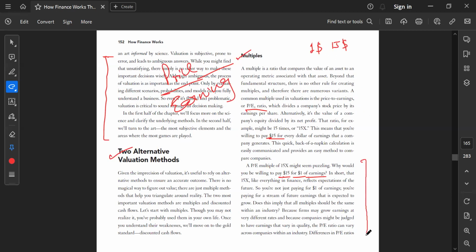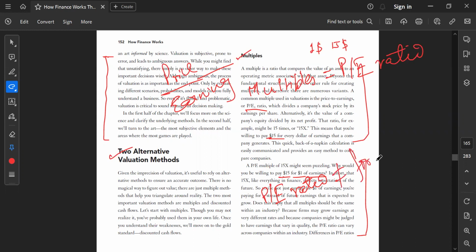So this particular paragraph says that multiples is one method of valuation and it is equal to the PE ratio. And here it is written that the PE ratio is not equal for every company.